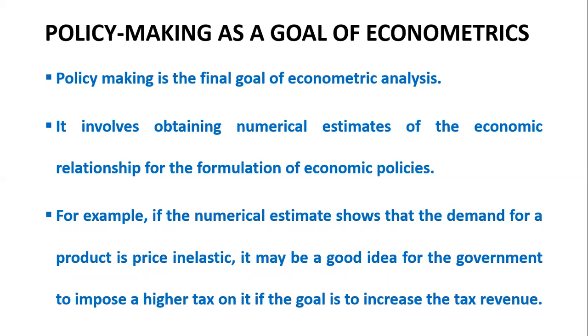Number 3, which is the last one, policy making as a goal of econometrics. Policy making is the final goal of econometric analysis. This involves obtaining numerical estimates of the economic relationship for the formulation of economic policies. For example, if the numerical estimate shows that the demand for a product is price inelastic, it may be a good idea for the government to impose a higher tax on it if the goal is to increase the tax revenue.